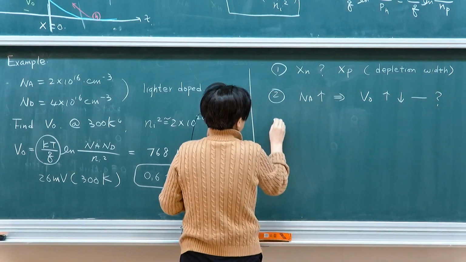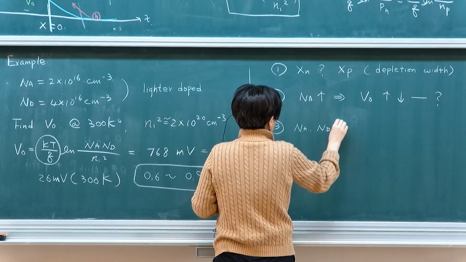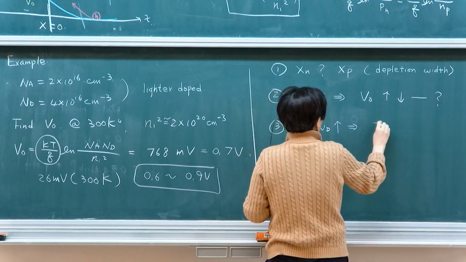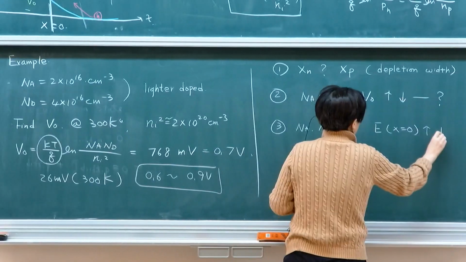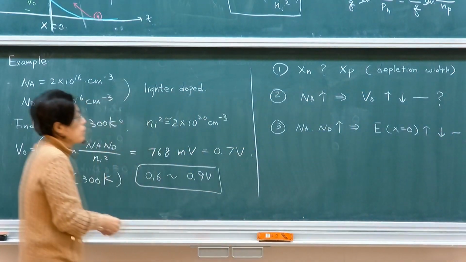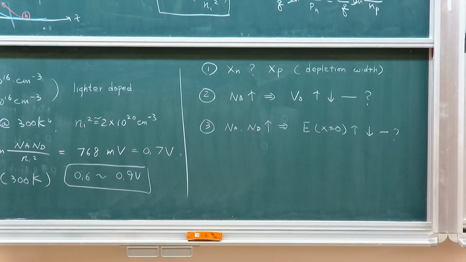And also maybe if both Na and Nd increase, how will your electric field at X equals 0 change? Increase, decrease, or stay flat? How does the electric field inside behave? This simply means that you have more imbalance if you dope it higher, so your electric field should be higher. So you should have a sense of how all of the parameters change with condition variables. Okay?